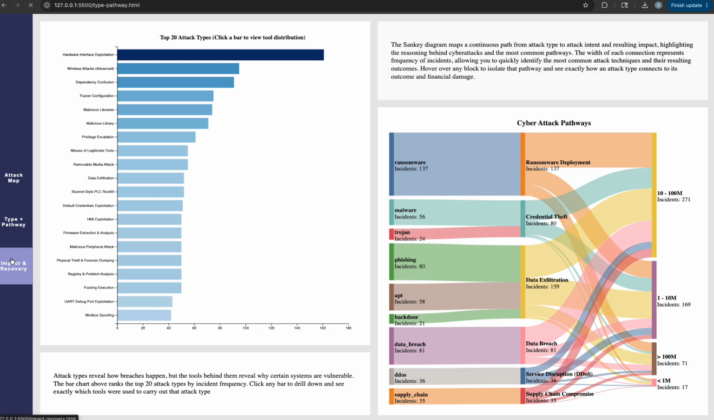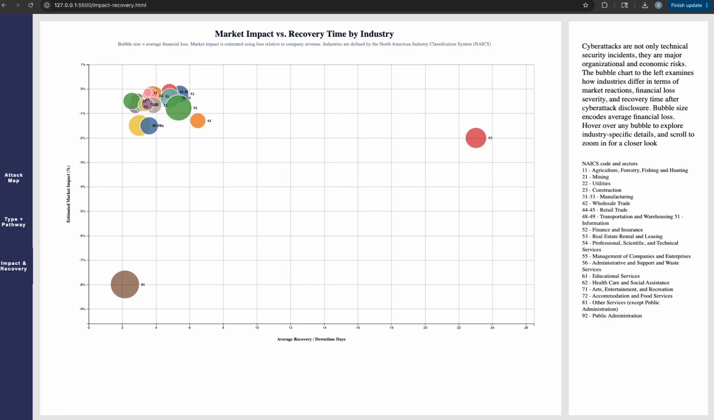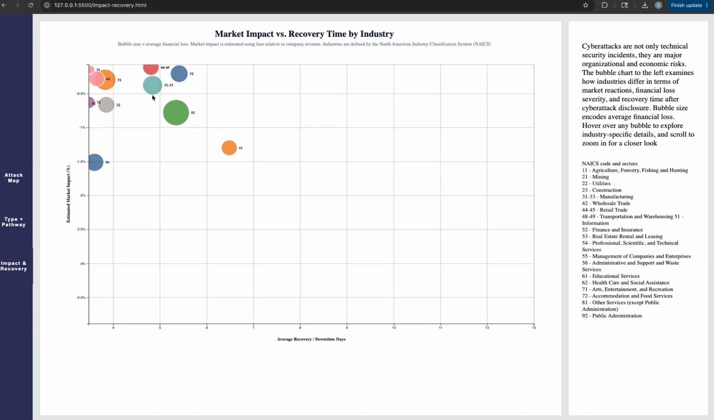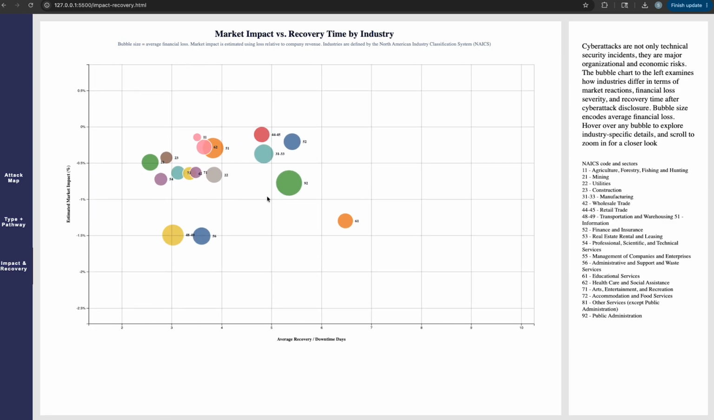Lastly, we have the impact and recovery, which is our bubble chart. So this bubble scatter plot, it asks a very simple question. When a cyber attack goes public, what happens to the company's stock and how long does it take to recover? So every bubble that you see here is an industry. The further right it is, the longer the recovery. The lower it sits on the graph, the worse the market reaction. The bigger the bubble is, the larger the average financial loss is.